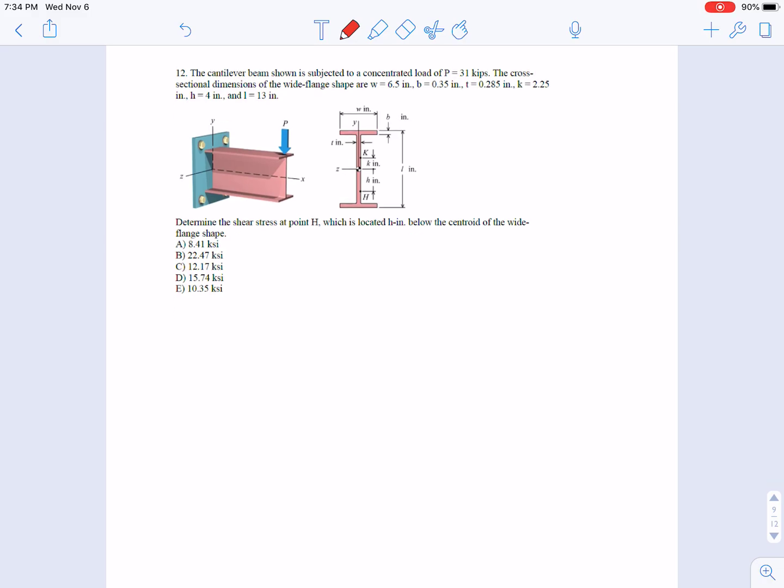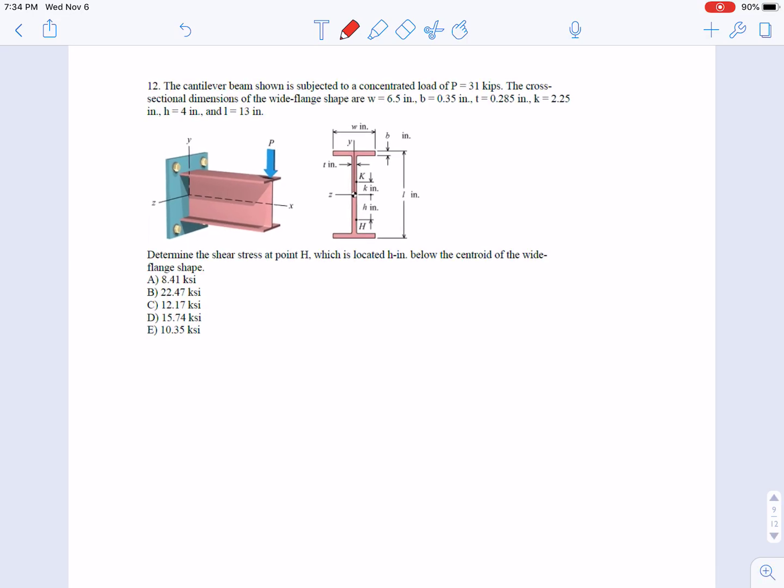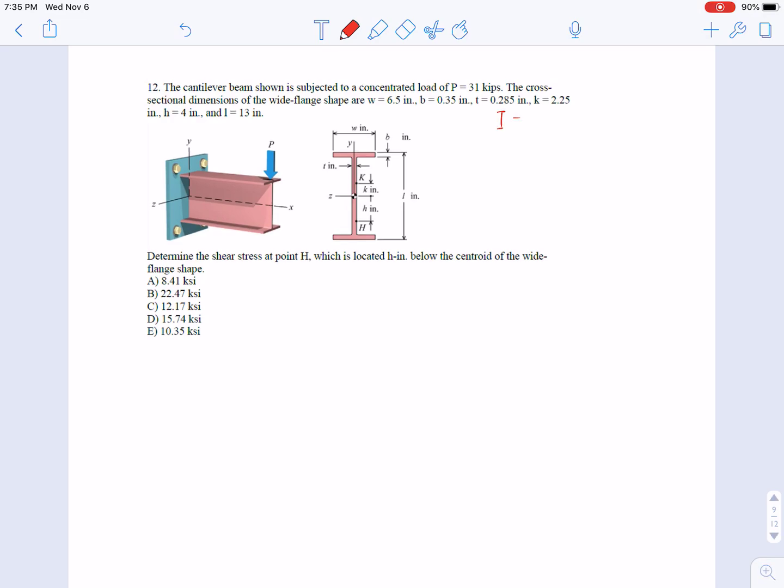Okay, now let's look at number 12. You have a cantilever beam again. It's subjected to a concentrated load, P, that is 31 kips. The cross-section dimensions have been given. And actually, I think in your exam, the I should have also been given. So the I equals 226.27, this is my calculation result. I calculated it based on these dimensions, but in the exam, you should be given this number.